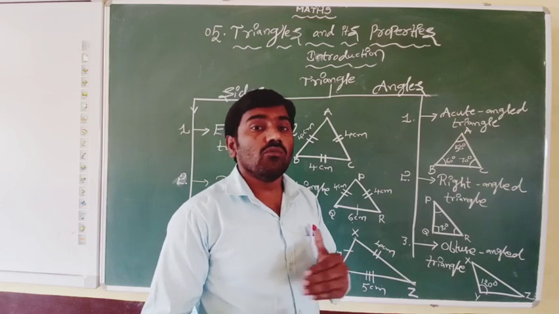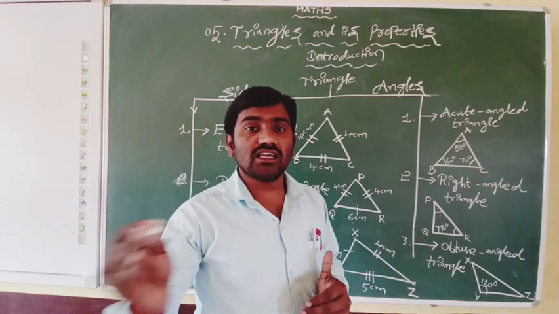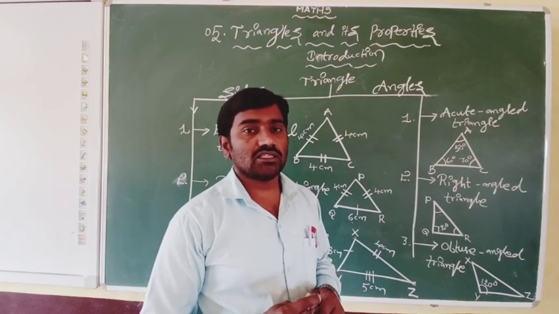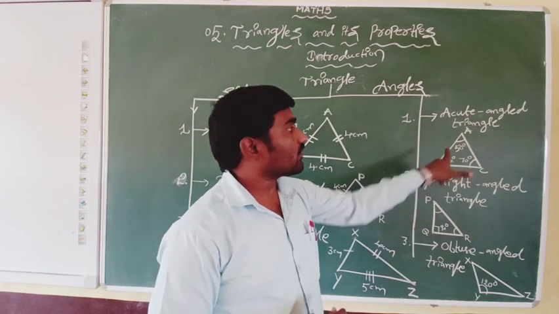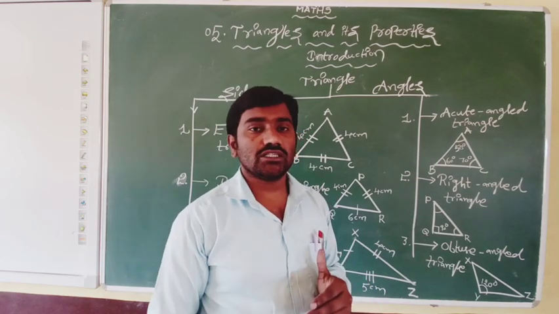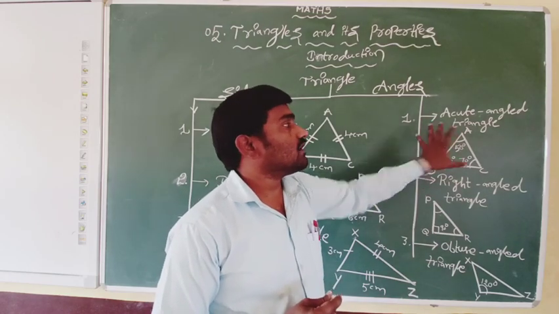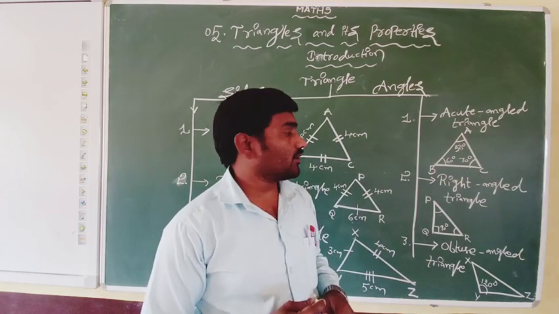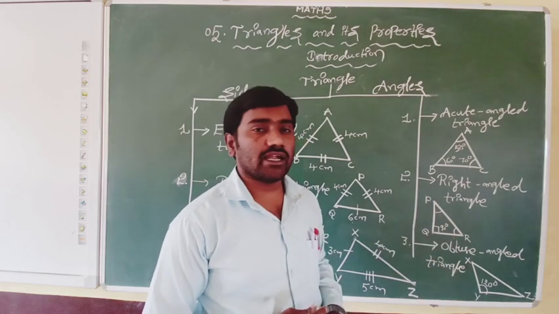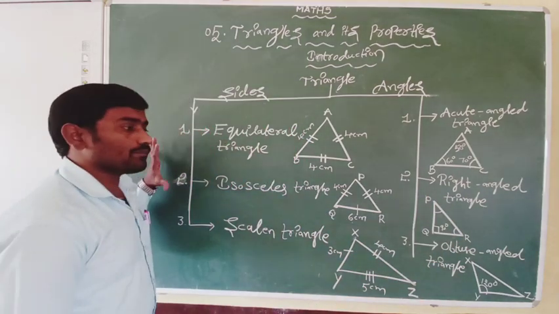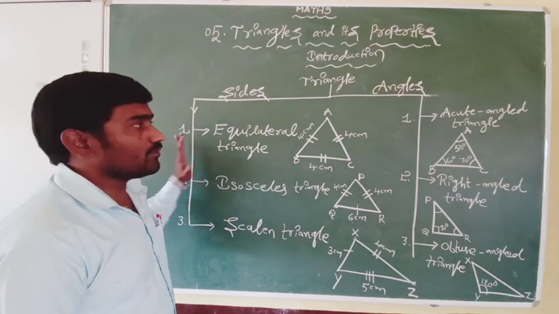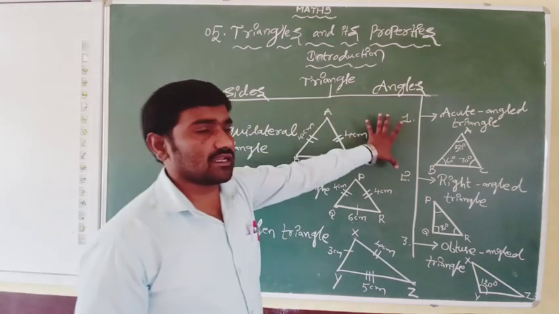Obtuse angles are angles more than 90 degrees and less than 180 degrees. Acute angles are angles more than 0 degrees and less than 90 degrees. A right angle is exactly 90 degrees. Okay, these are triangles based on the sides and based on angles.